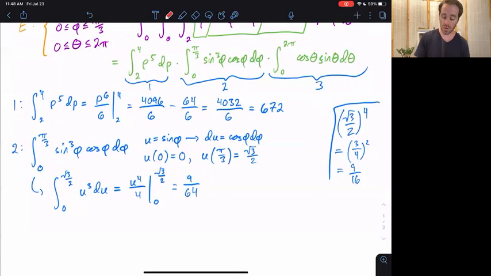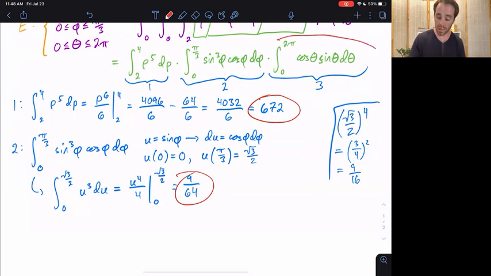I'm going to circle them now so that I can keep track of them. This is the result of integral number 1. This is the result of integral number 2. And now we need integral number 3. And that's this one right here. That's from 0 to 2 pi of cosine theta sine theta d theta.